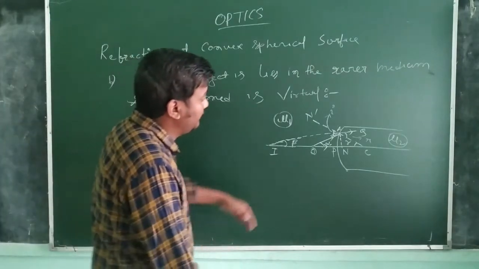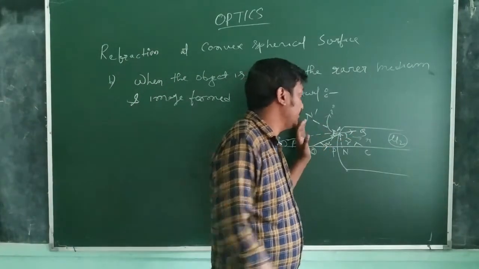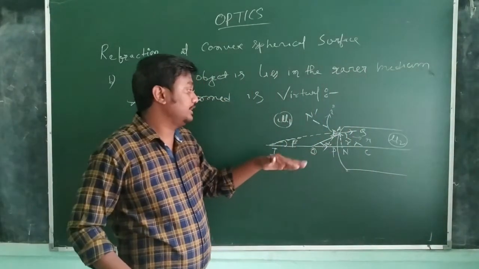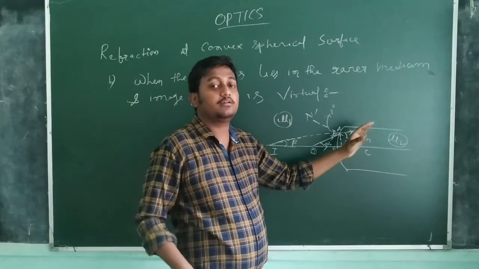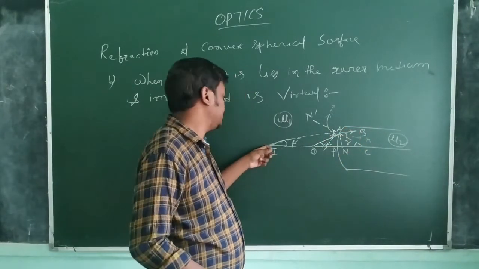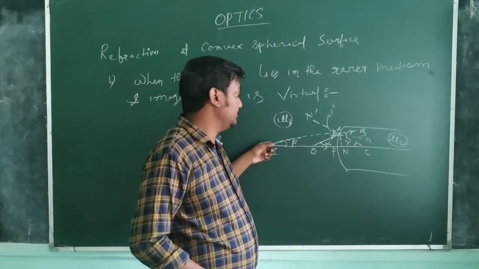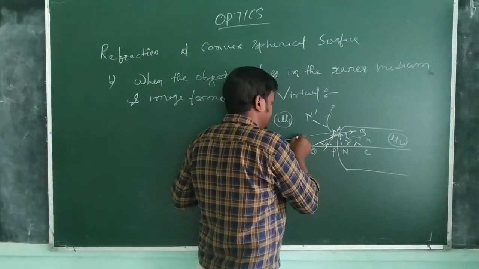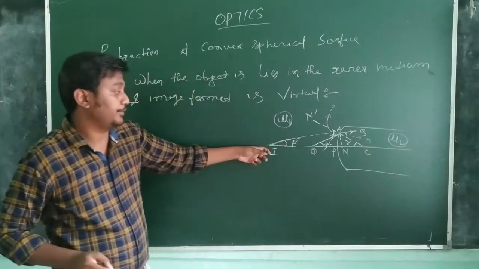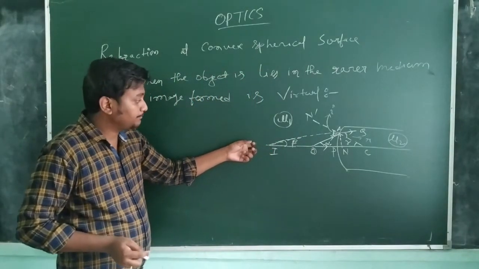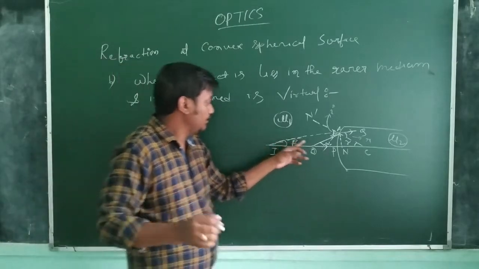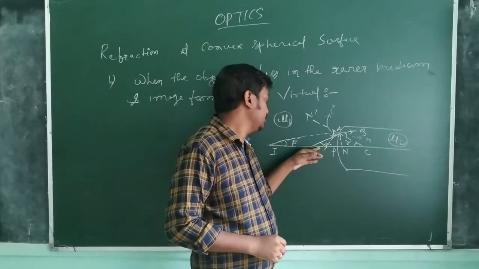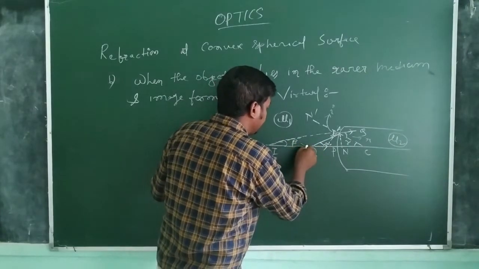Now if you see, this ray will not meet on this side, but if you look from here, it appears to come from this point. So we extend this refracted ray by a dotted line to this point. Now one more ray is along the principal axis.